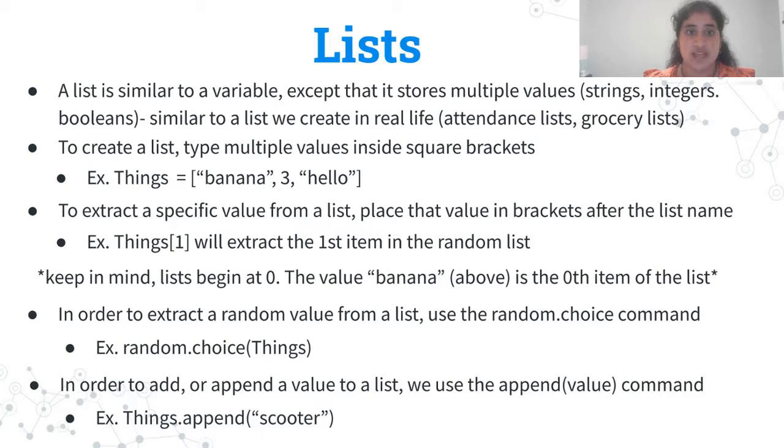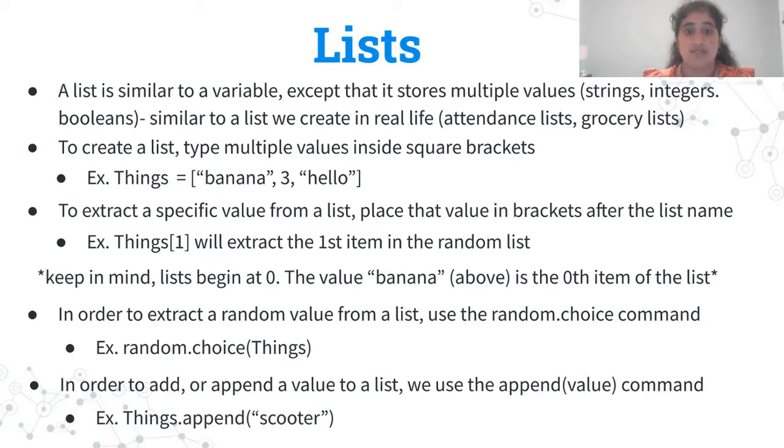For example, things, and then square brackets with 1 inside will extract the first item in the list. Keep in mind lists do begin at 0, so banana would be at the 0th position, 3 would be at the 1st position, and hello would be at the 2nd position. So things[1] would actually extract the second item, which is the value 3.